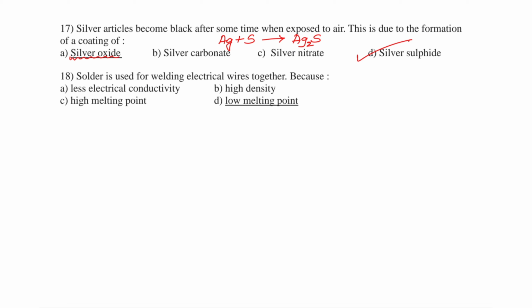It's because silver reacts with sulfur that's present in the atmosphere, that gives a black color coating due to the formation of silver sulfide.